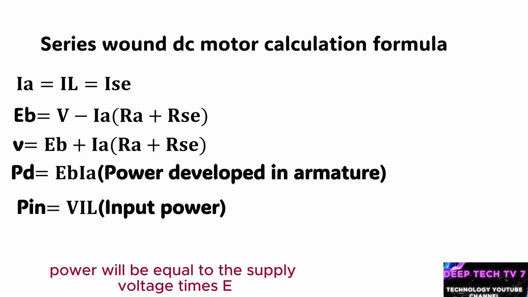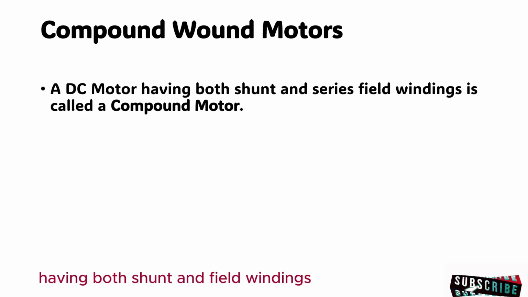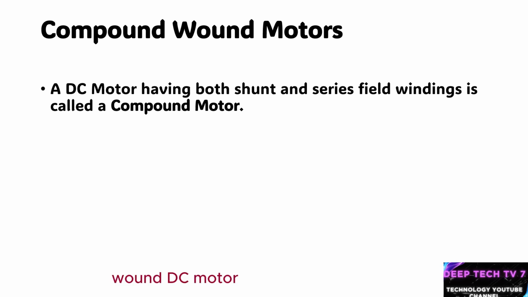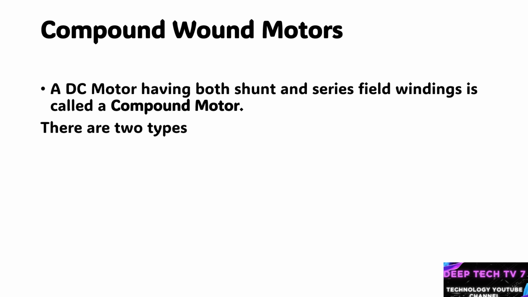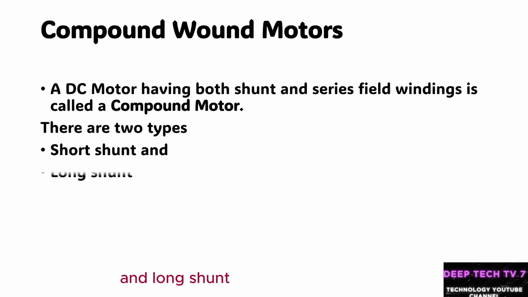Input power will be equal to the supply voltage times supply current. A compound wound DC motor is a type of DC motor having both shunt and series field windings. There are two types, which are short shunt and long shunt.